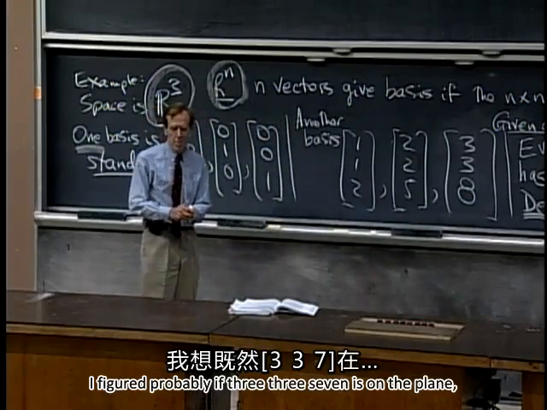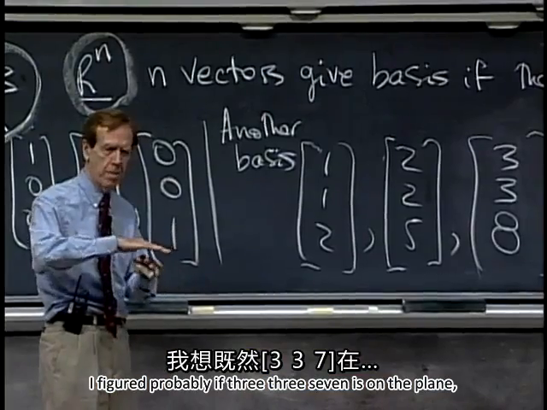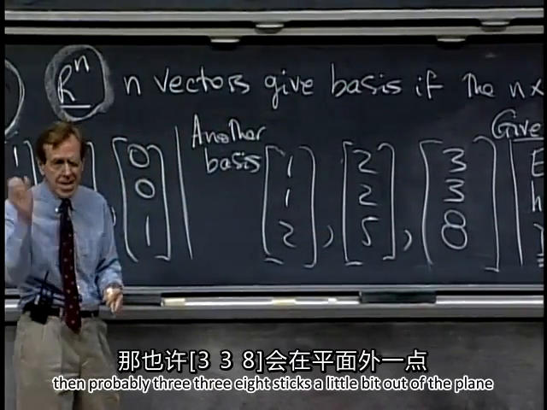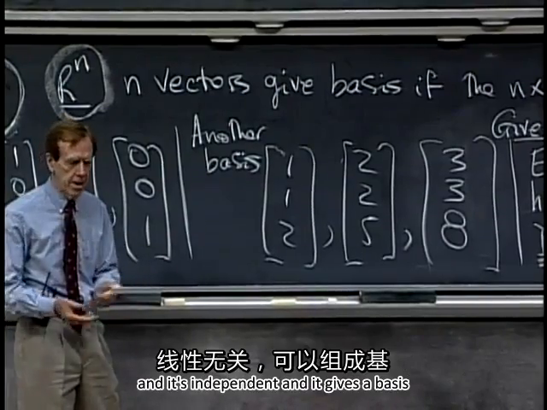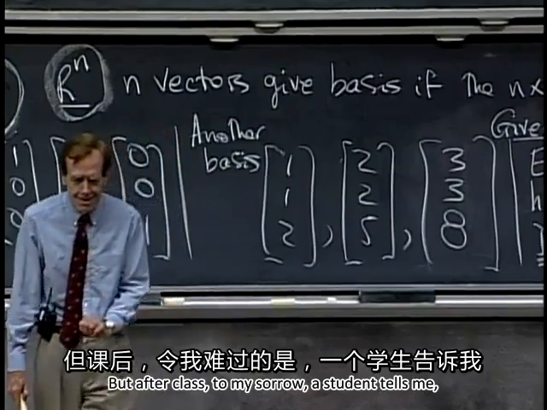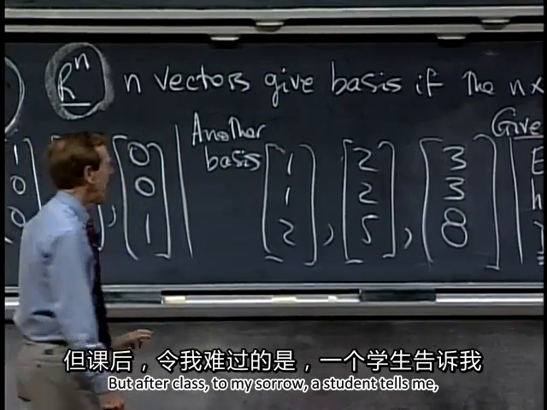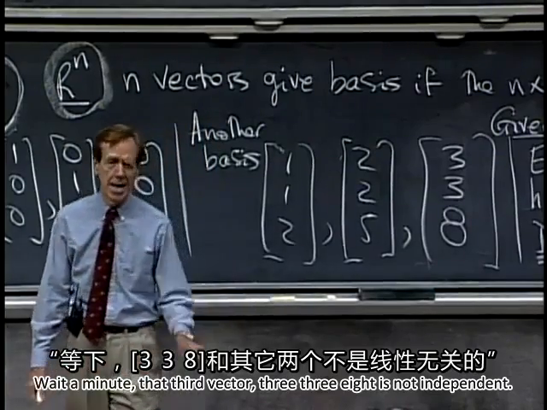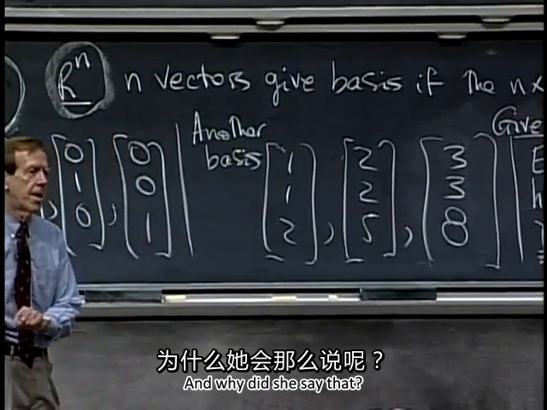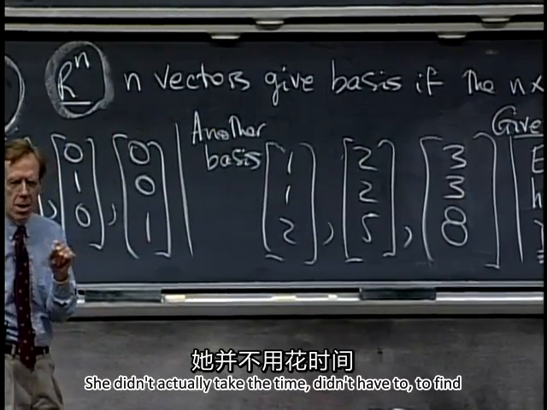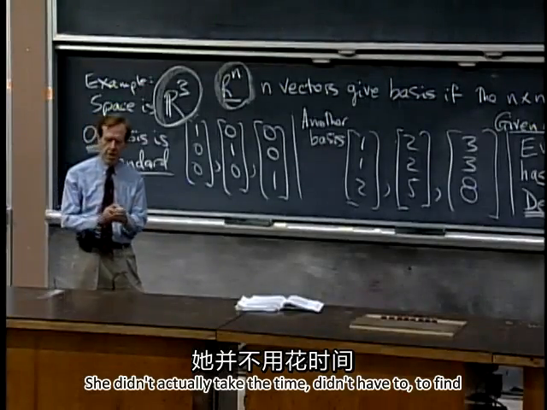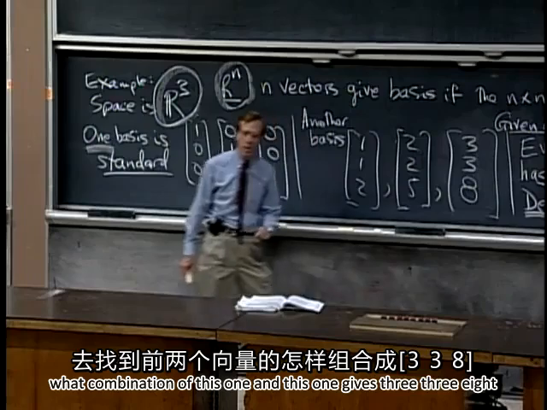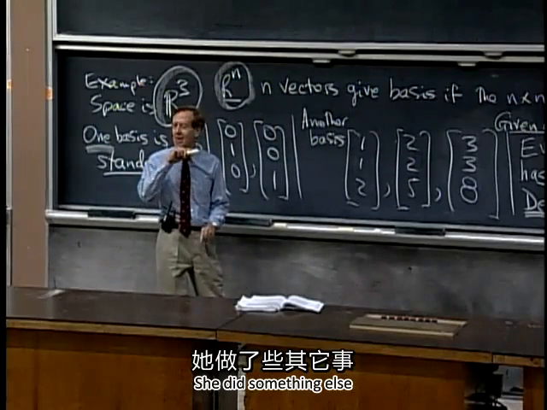I figured probably if 3, 3, 7 is on the plane, which I know it's in the plane with these 2, then probably 3, 3, 8 sticks a little bit out of the plane. And it's independent, and it gives a basis. But after class, to my sorrow, a student tells me, wait a minute, that third vector, 3, 3, 8, is not independent. And why did she say that? She didn't actually take the time to find what combination of this one and this one gives 3, 3, 8. She did something else.